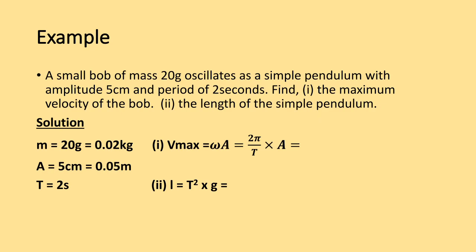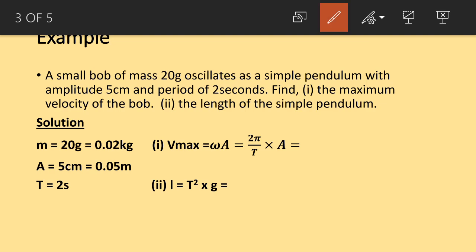Now we look at an example, a calculation. A small bulb of mass 20 gram oscillates as a simple pendulum with amplitude 5 centimeter and period of 2 seconds. Find I, the maximum velocity of the bulb, and II, the length of the simple pendulum. Bringing out the terms, the mass is 20 grams, and 20 grams divided by 1000 gives us 0.02 kilograms.